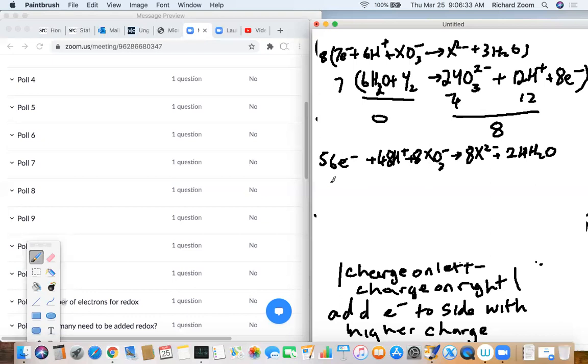On the bottom one, we'll have 42H2O plus 7Y2 gives 14YO3 2- plus 84H+. Yeah. And 56 electrons. Any questions?